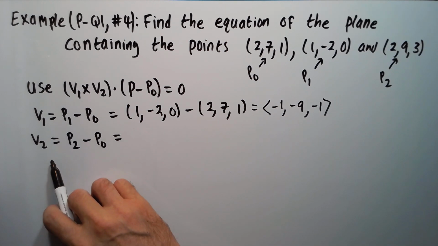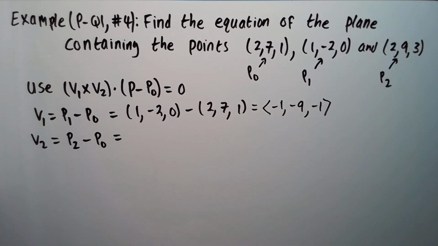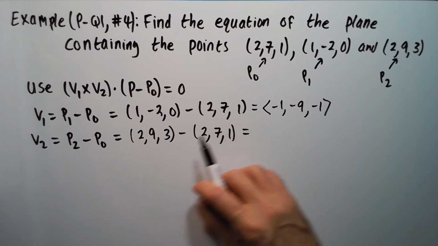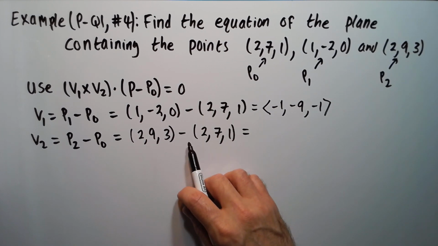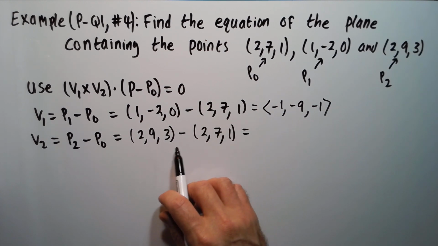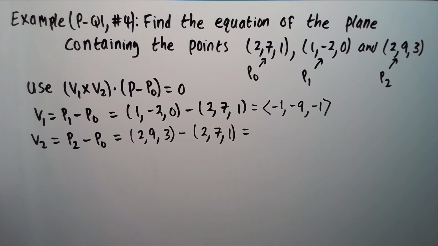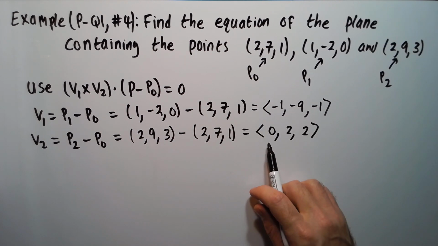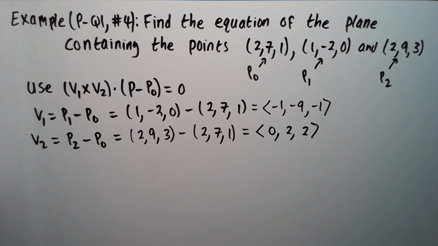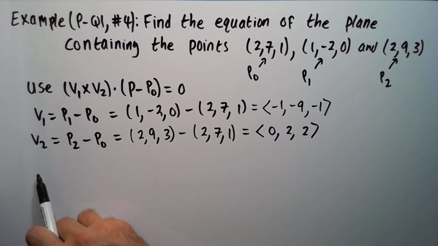Okay, let's do our V2 now. It's going to be P2 minus P0, so let me write it here. That's my P2, (2, 9, 3), minus my P0, which is up here. Doing the subtraction, 2 minus 2, 9 minus 7, and so forth. So we get (0, 2, 2). Now let's find our normal vector. The normal vector is V1 cross V2. So let me write my definition of cross product right here.